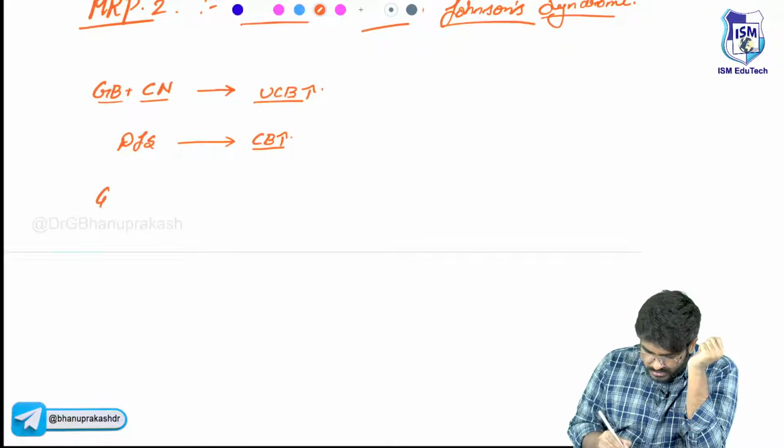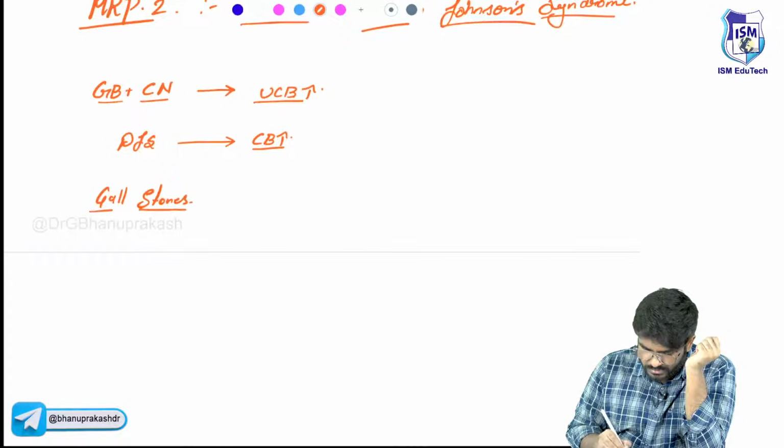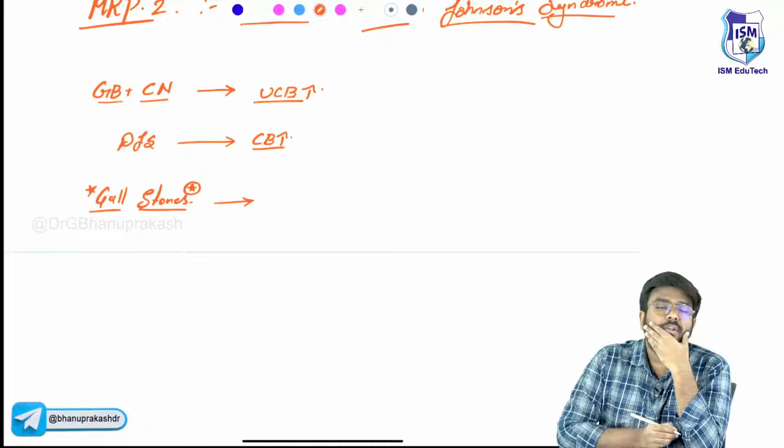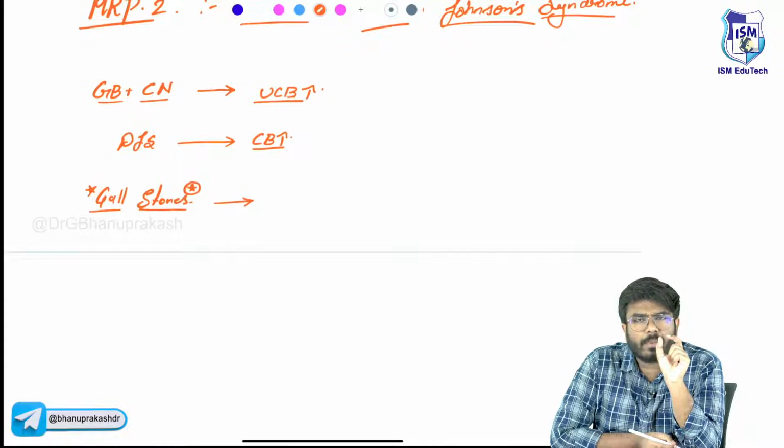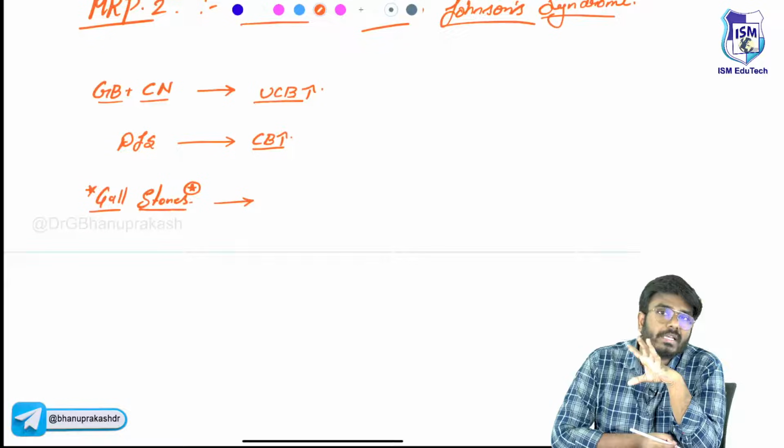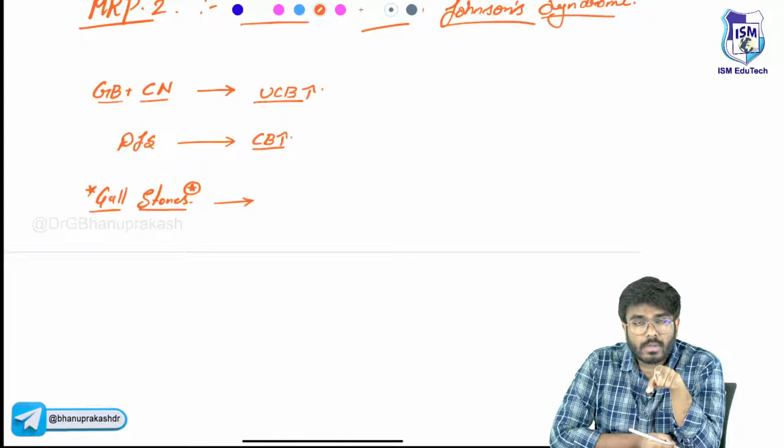If there are gallstones, just think, there are gallstones. Now what will this gallstone do? The stone which is formed in the gallbladder might go and get lodged in the cystic duct.